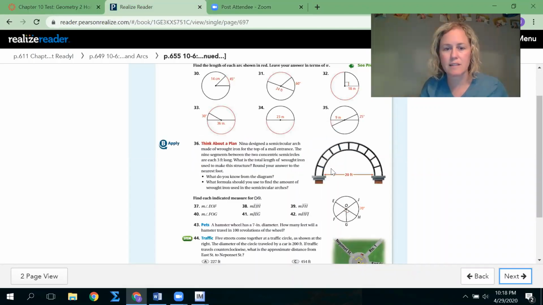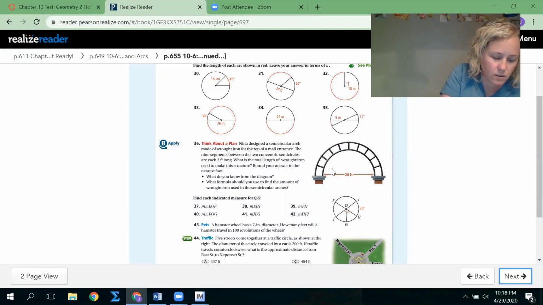Number 36, it says, think about a plan. Nina designed a semicircular arch made of wrought iron for the top of a mall entrance. The 9 segments between the 2 concentric semicircles are each 3 feet long. What is the total length of wrought iron used to make the structure? Round your answer to the nearest foot. So we have a semicircle of wrought iron. We have a bigger semicircle of wrought iron. And then we have all of the little rungs that connect them. So in total, how much wrought iron do we have? What's the length?